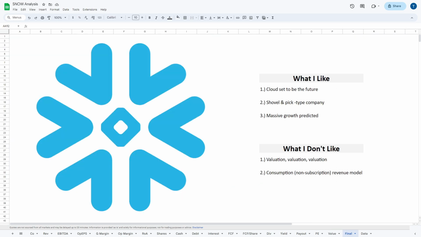That's all. And so to summarize what I like about Snowflake as a company, number one, it's set to be the future. I mean, cloud infrastructure really does seem to be the next frontier of how everything is going to work. And so I think Snowflake being at the center of that is just a major pro for the company and for most investors that are currently involved with this company. Secondly, it's a shovel and pick type company. And what I mean by that is that it's creating the infrastructure for the future of the internet and the future of our interactions. And so it benefits from everything that occurs there.